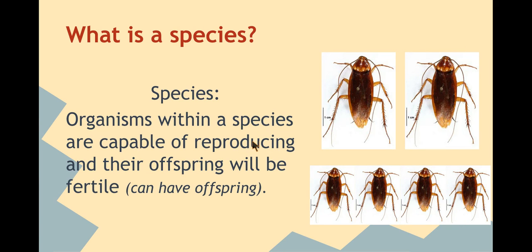There's two criteria. The first one, organisms within a species are capable of reproducing. So you have to be able to make offspring. And the offspring must be fertile, meaning that the offspring must be able to have offspring of their own.